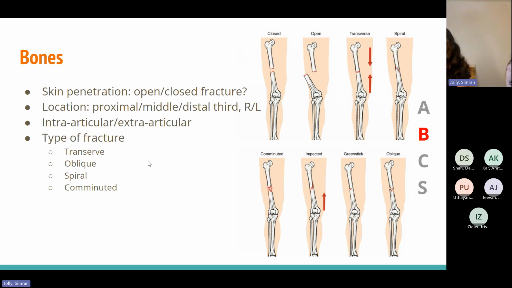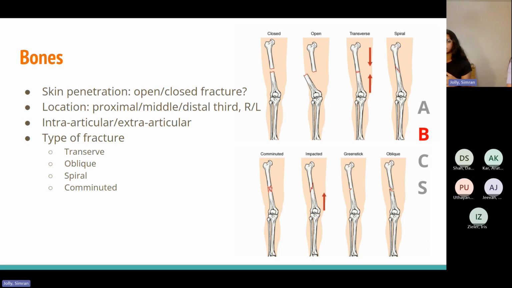Okay, so next is B for bones. This is the main bulk of the interpretation that you're going to be doing. You want to comment on whether there is any skin penetration. If there is skin penetration, this would be an open fracture, and if there isn't, this would be a closed fracture.